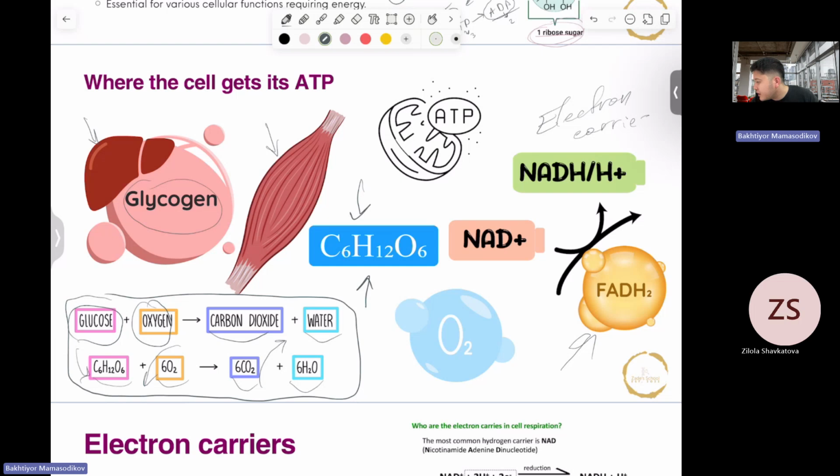I know two types of electron carriers. The first electron carrier is NADH. The second electron carrier is FADH2. NAD+ becomes NADH, FAD becomes FADH2. They carry the high energy electrons to the electron transport chain, which is the last step of cellular respiration, where they make ATP from those electrons. We will talk about the electron carriers more very soon.